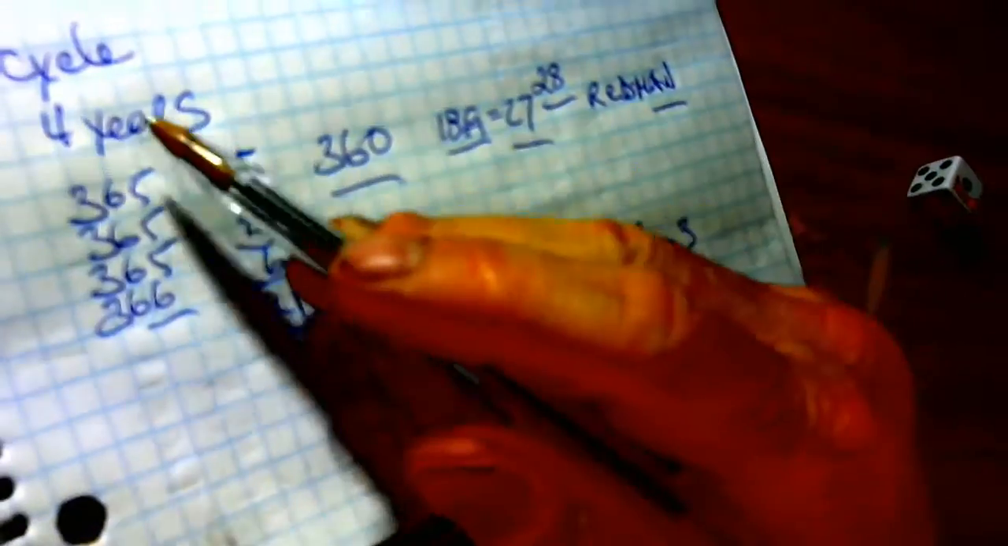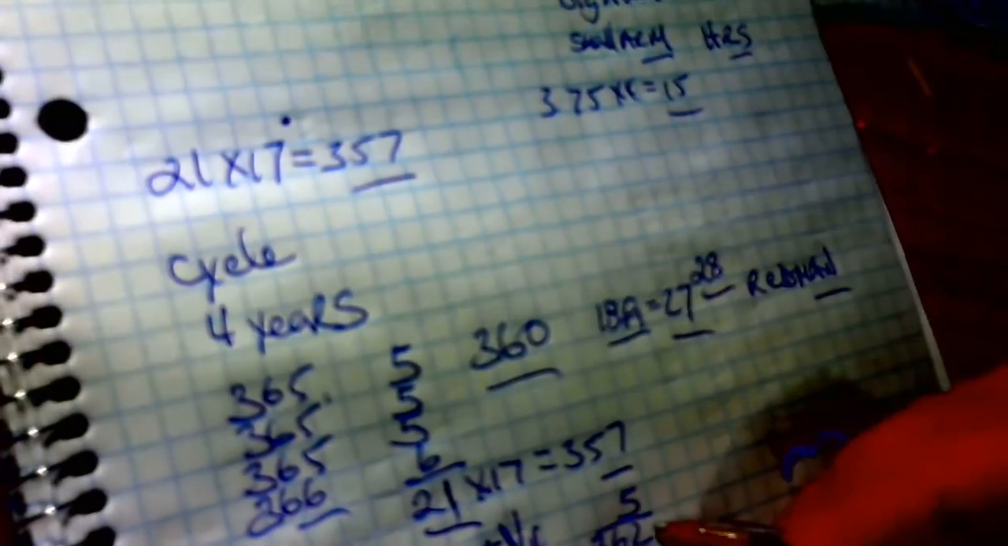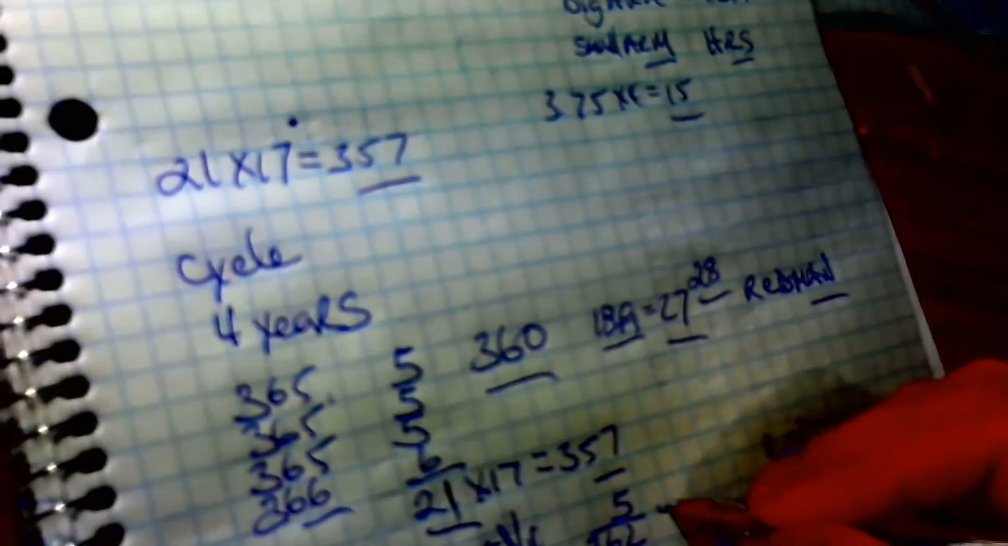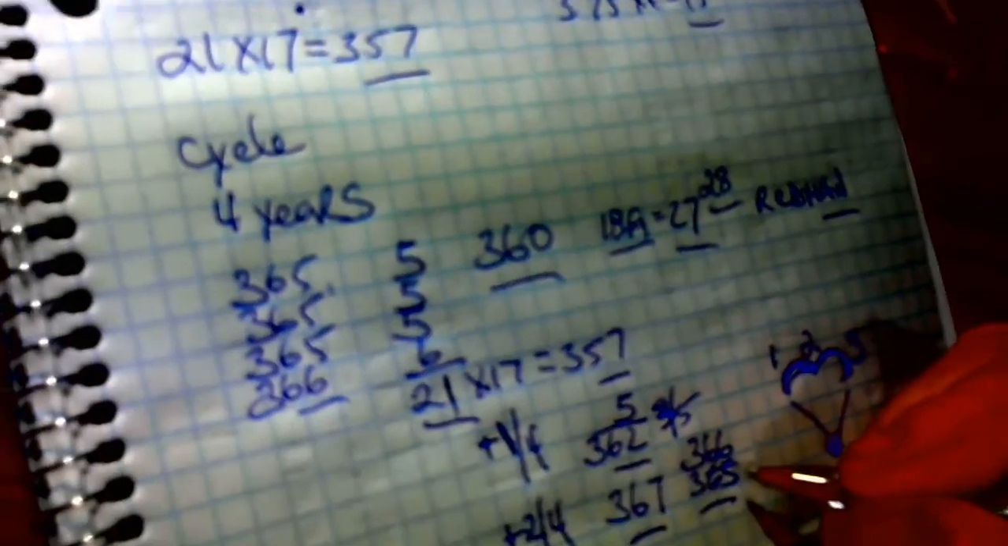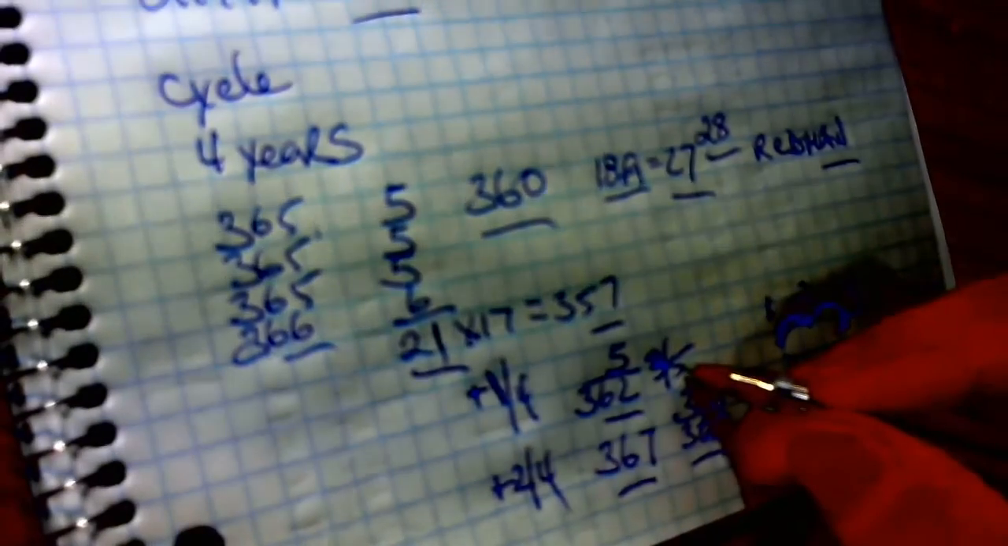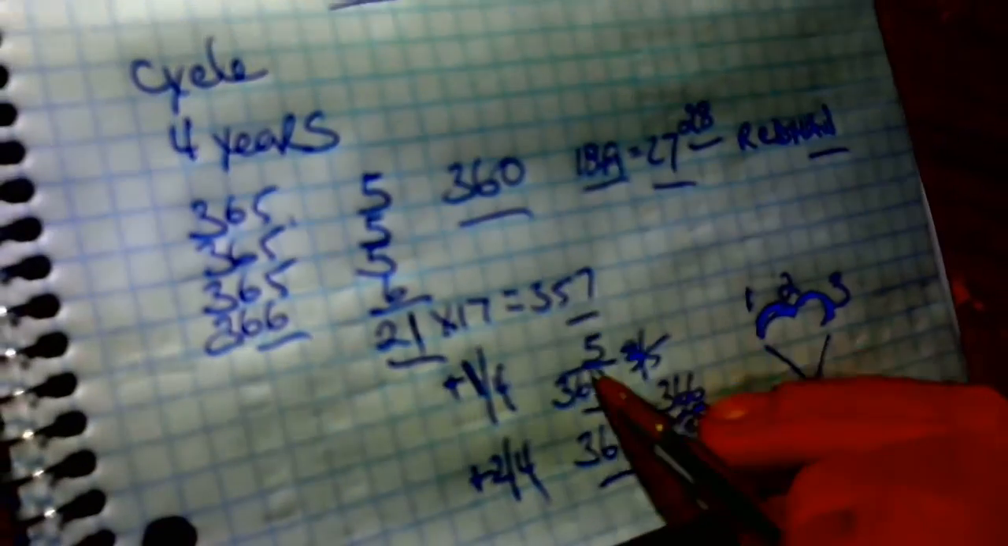So it would be 21 and 17 and 1/2, or this would be 3/5. Or if we use the 6 days, you know why I'm saying that? Because we use 1 part, we use 5 days, we add on 5 days, 362.